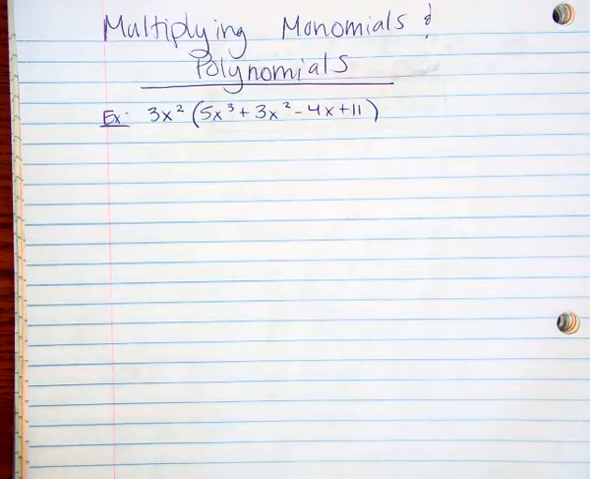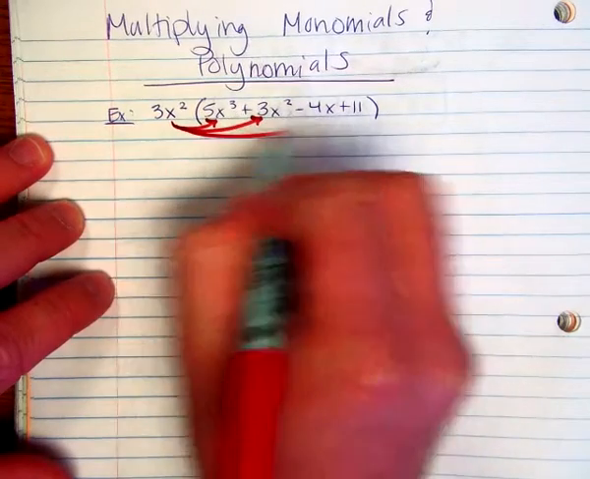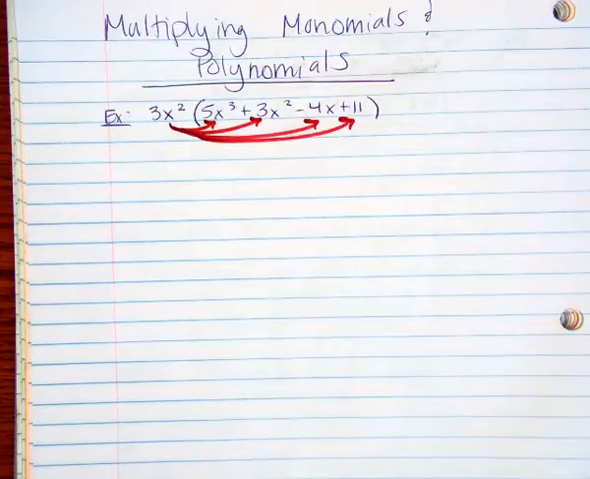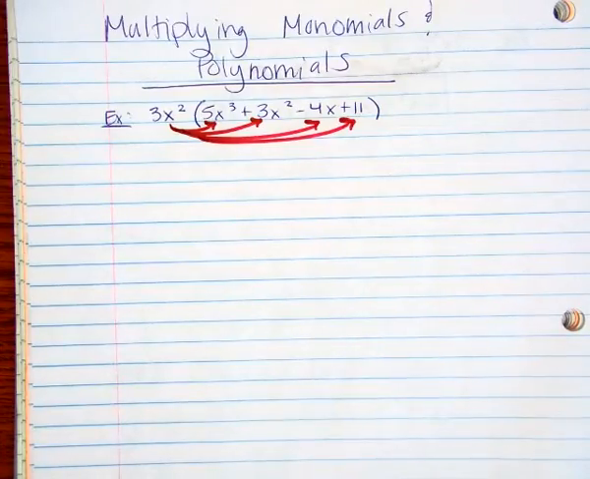So all we are going to do to start this problem off is show that we are distributing the 3x squared into each term of our polynomial. All of it will get distributed together. Now, follow-up question to that. If I'm going to distribute this, someone raise your hand and tell me, when I distribute, am I adding, subtracting, multiplying, or dividing? Brennan? Multiplying. All of these are multiplying.